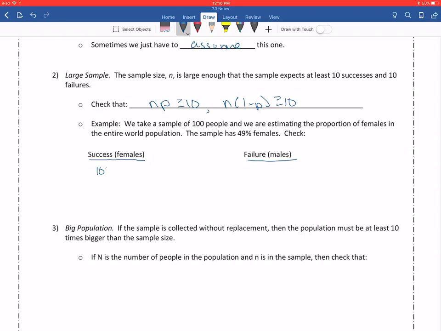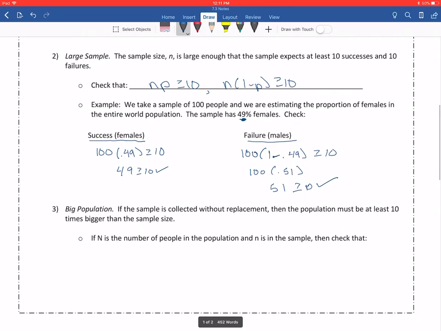Well, n was my sample size, and p is this percent. So is np greater than or equal to 10? Sure, it's 49. And then failure would be the other way around. Failure in this case just means not what we were looking for. We were looking for females, so the other 51%, the 1 minus 0.49. Is that bigger than 10? Well, that's 100 times 0.51, which is 51. So yes, both of those check out.